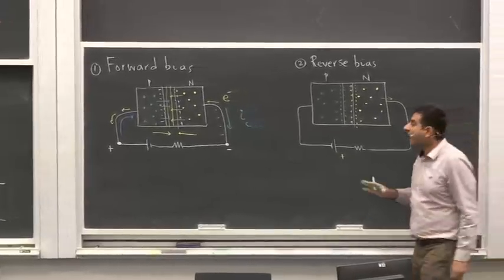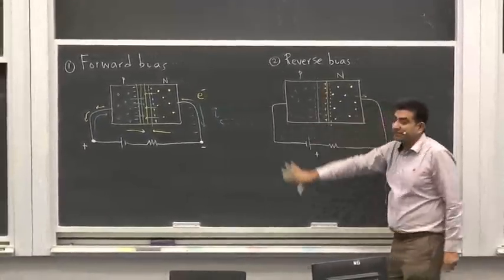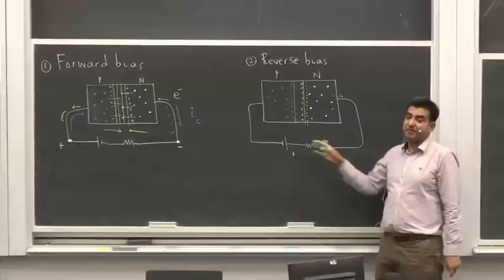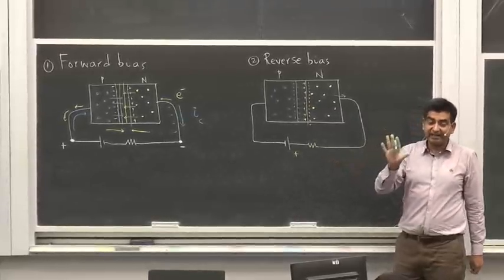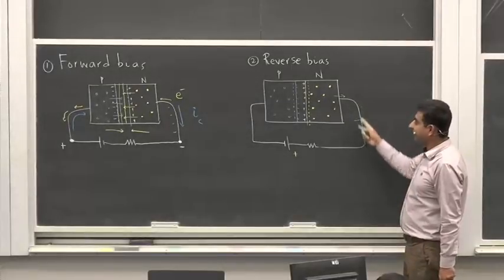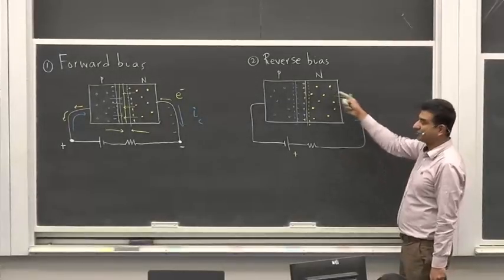So in equilibrium, everything remains quasi-neutral, remember. There's neutrality that has to be maintained everywhere in steady state conditions. For example, this wire is electrically neutral even though charge is flowing through this wire.